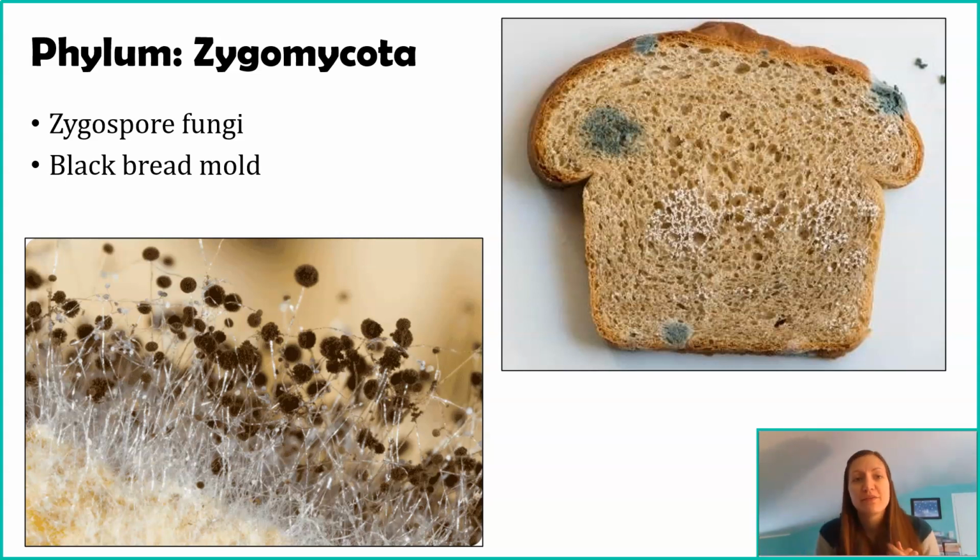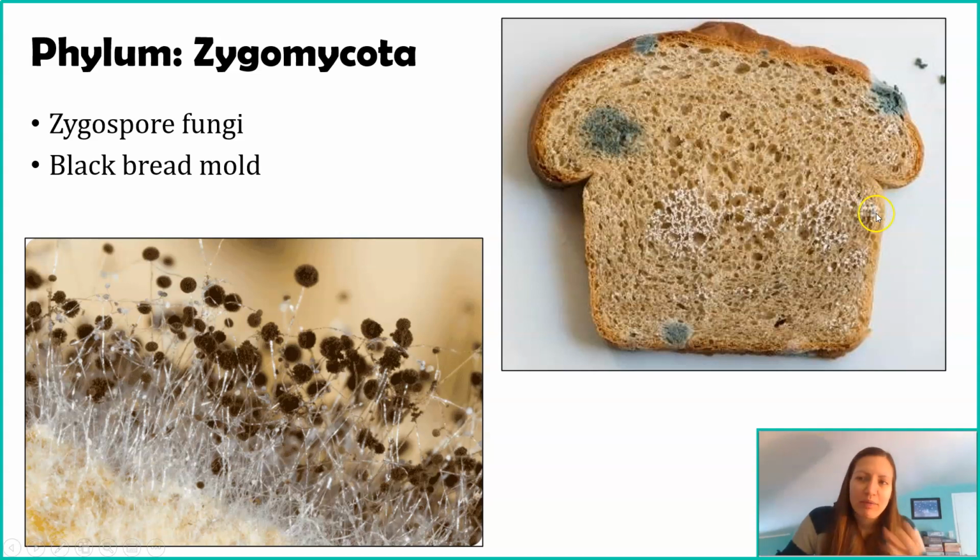So, organisms found in Phylum Zygomycota, this is a lot of our molds. They're referred to as the zygospore fungi because a part of their reproductive cycle is the zygospore. And we'll talk more about that soon. One example, this is the example we're going to use when talking about the life cycle, is black bread mold, but a lot of our molds are found in Phylum Zygomycota.